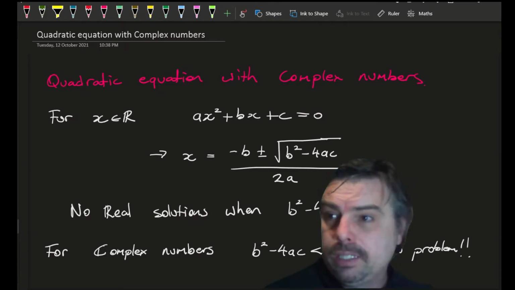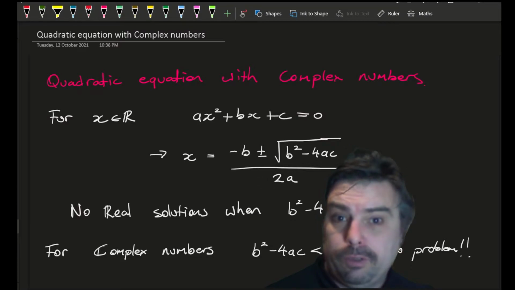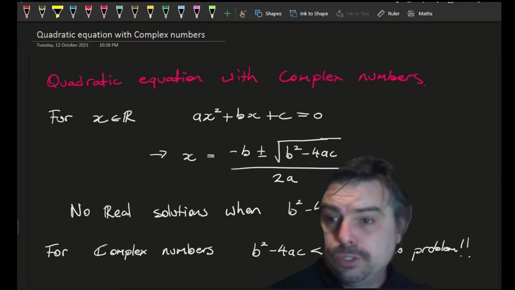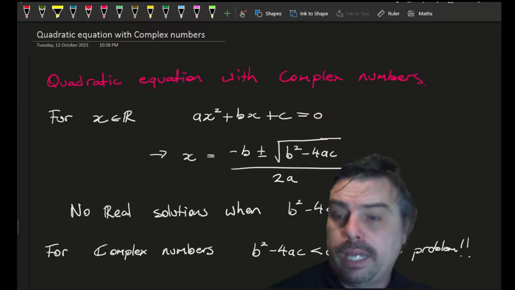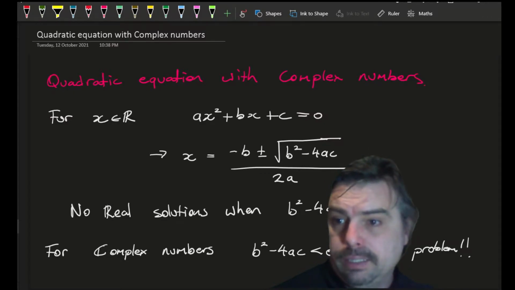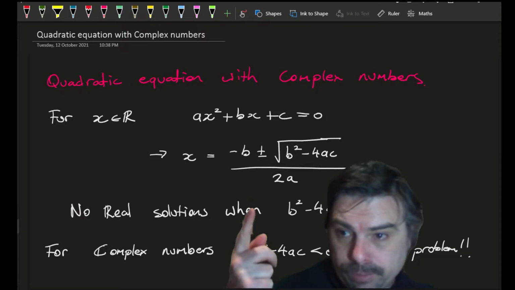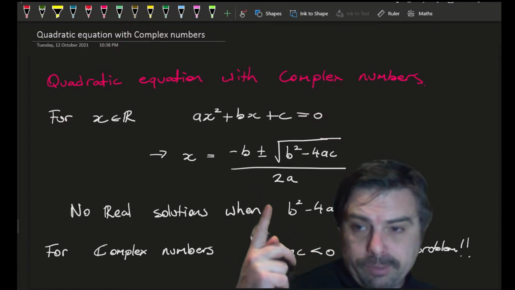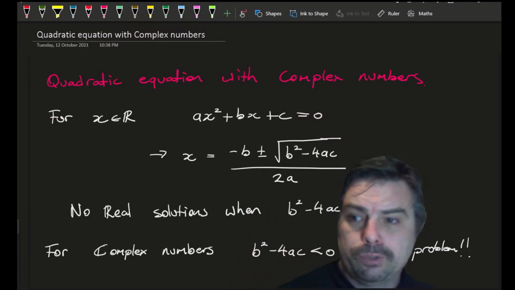So you'll remember the quadratic equation. Hopefully you do. When x is an element of the real numbers, the solution to a quadratic that has any coefficients a, b, and c is when x is equal to minus b plus or minus the square root of what you know as a discriminant, okay, b squared minus 4ac, all divided by 2a.